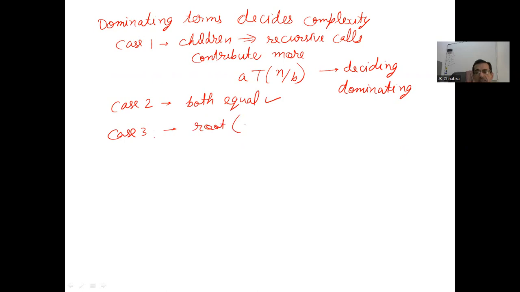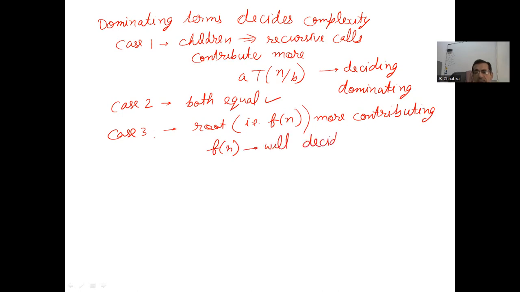Root effectively means that my Fn is more contributing. So I will say more contributing or more dominating. Then accordingly, this will decide. So Fn will decide the time complexity. That is effectively, loosely speaking, the corresponding master theorem.